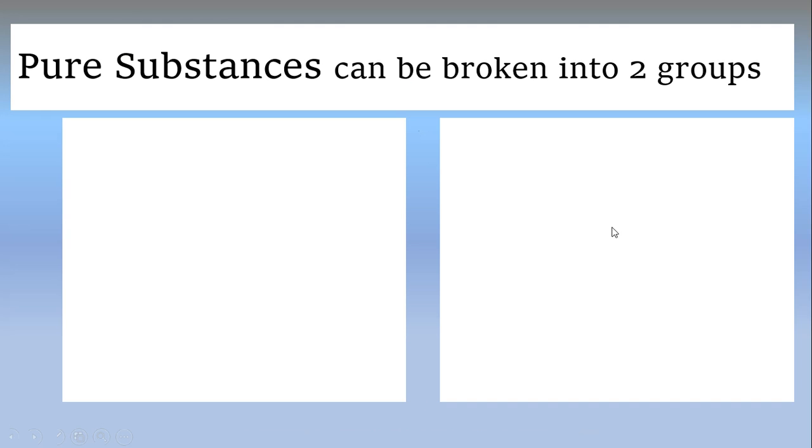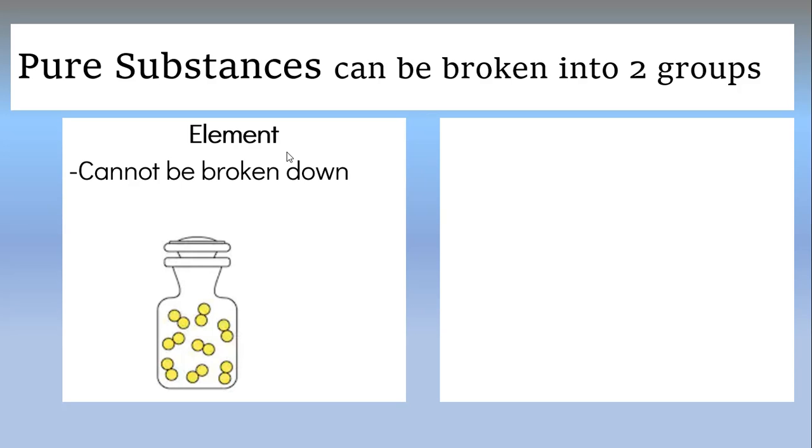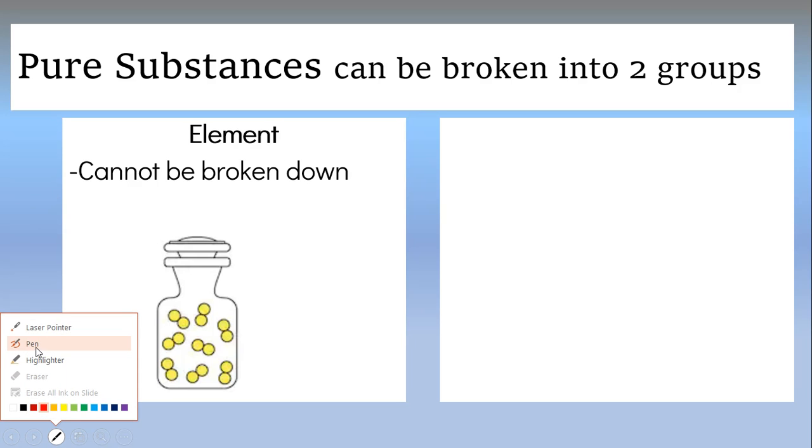Let's get started. All right, so we're going to first of all start with breaking pure substances into two groups. Remember, pure substances means that it's the same throughout the entire thing, but we can break this down. Our first one here is an element. An element is basically when it's exactly the same thing all the time.